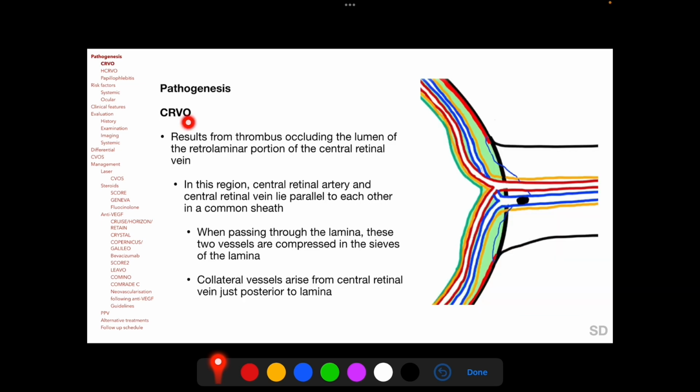CRVO is said to occur from a thrombus occluding the lumen of the retrolaminar portion of the central retinal vein. In this region within the optic nerve, the central retinal artery and the central retinal vein lie parallel to each other in a common adventitial sheath. When passing through the lamina cribrosa, these two vessels are compressed in the caves of the lamina cribrosa. In this region just posterior to the lamina, collateral vessels arise from the central retinal vein, pass through the lamina cribrosa and drain into the choroid.